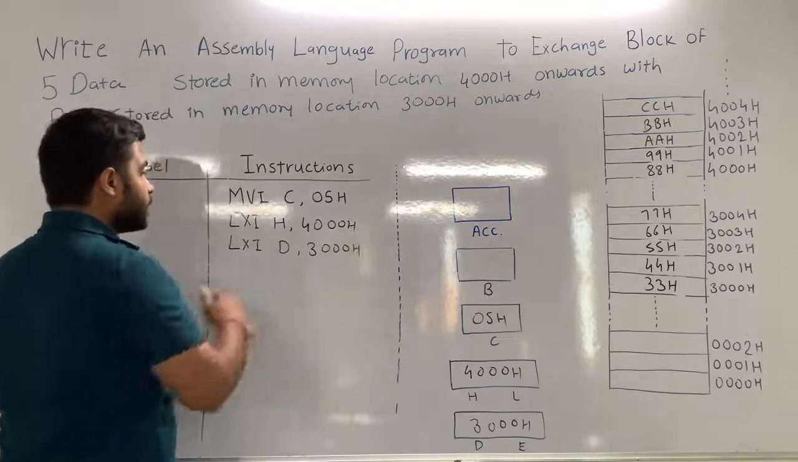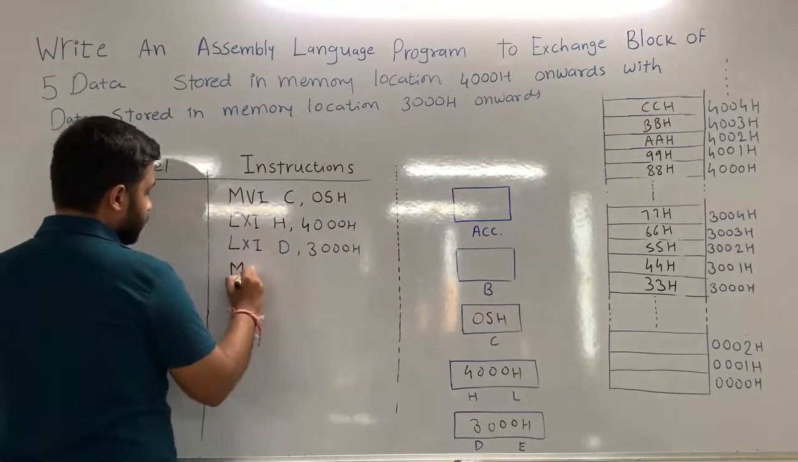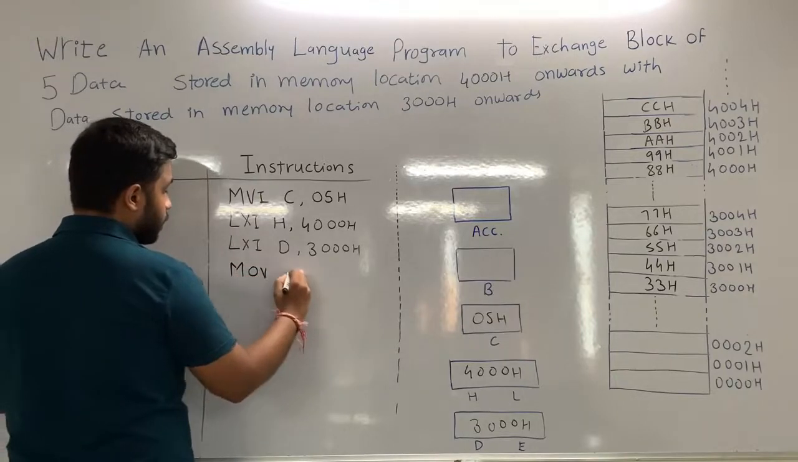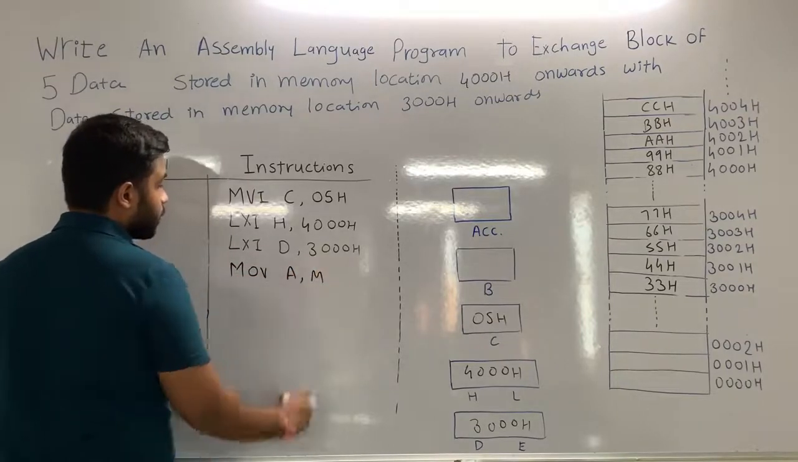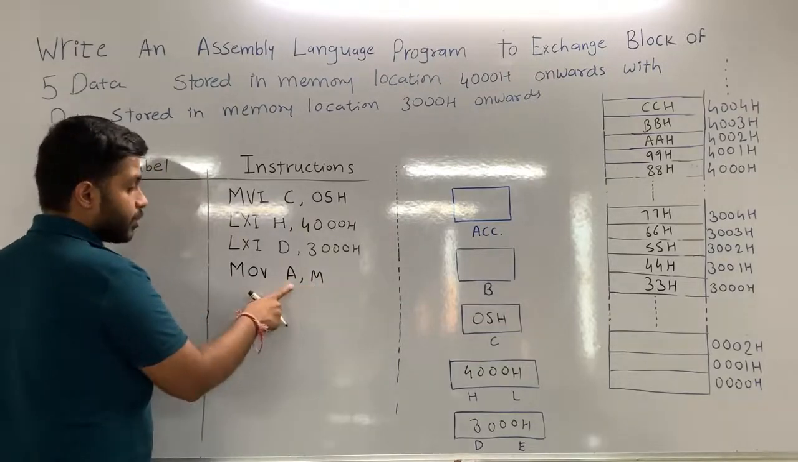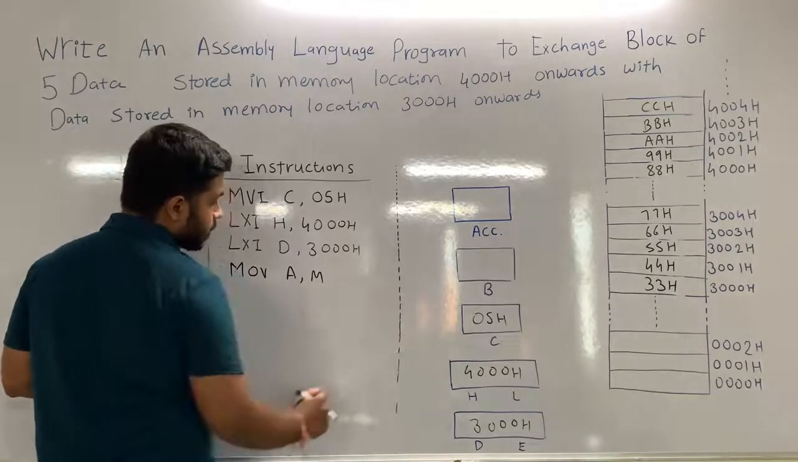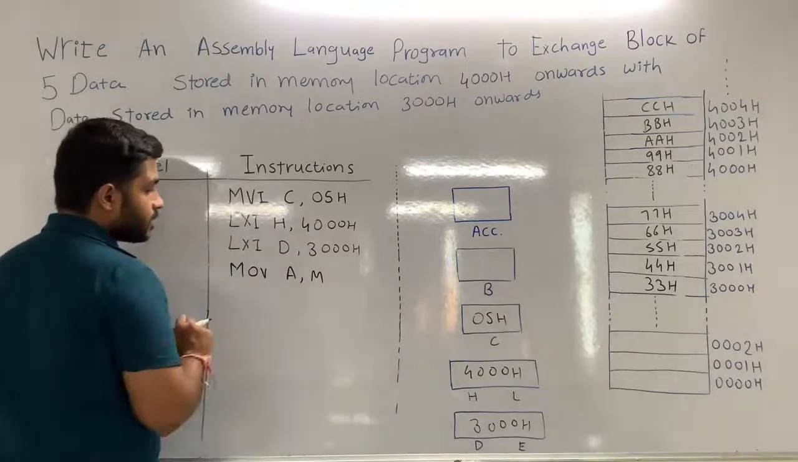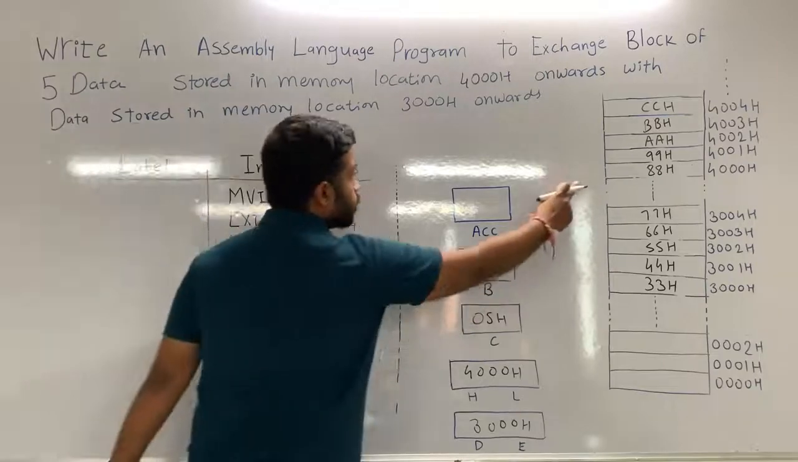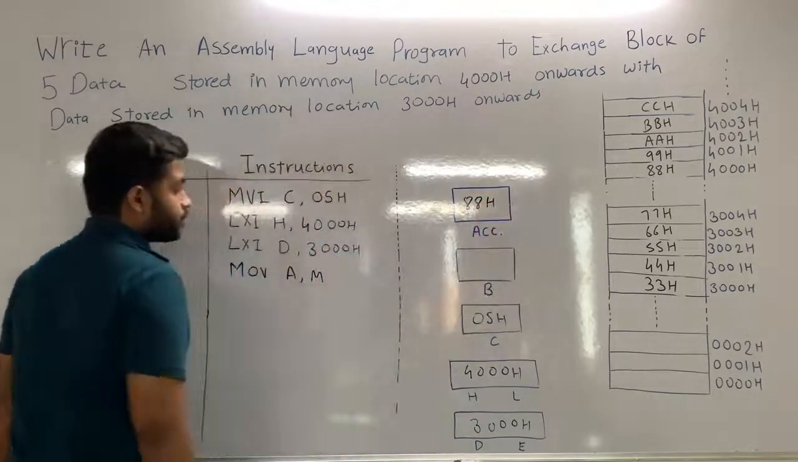So we will first move that data in the accumulator. Let's write the instruction MOV A, M. It means move data from memory to accumulator. Which memory location? Specified in HL pair. In HL pair 4000H is specified. So when this instruction is executed, the data which is stored in the 4000H will be transferred to the accumulator.